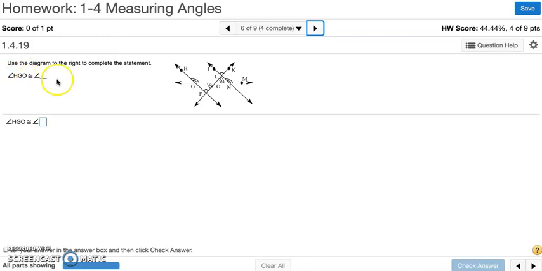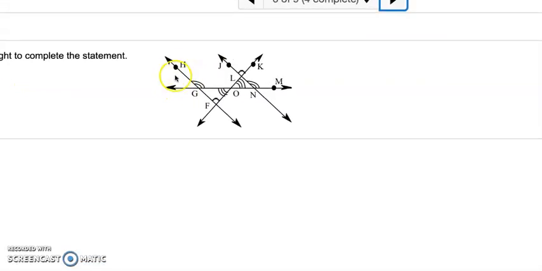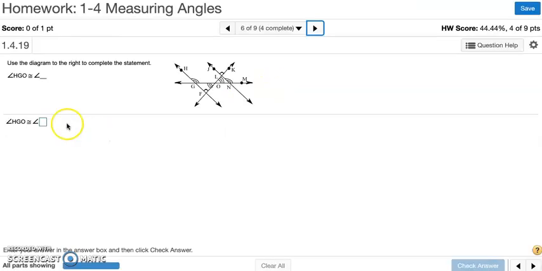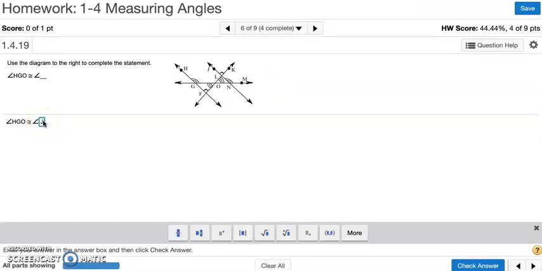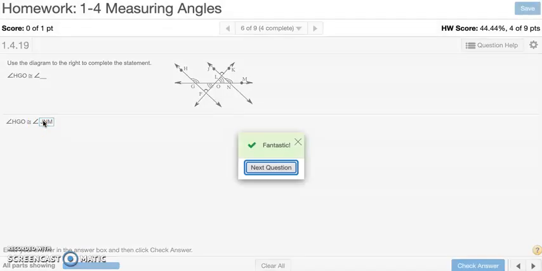Going to number six, it says use the diagram to the right to complete the statement. Angle HGO, so H, G, and O will be congruent to what? Notice how there's two angle markers, meaning the angle it's congruent to will also have two. The one that also has two is this one, that is J, N, and M. So we're going to say J, N, and M. And that's number six.